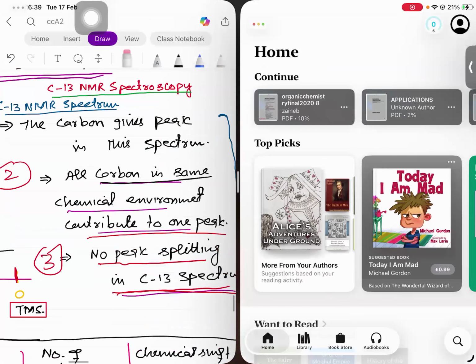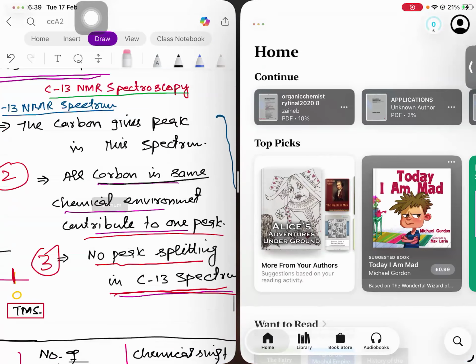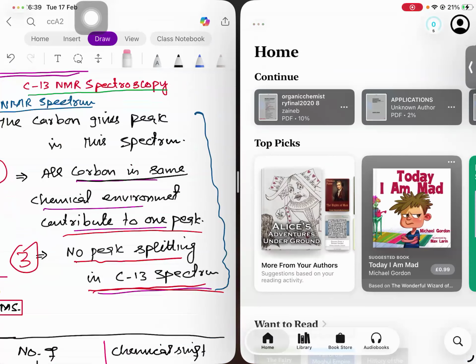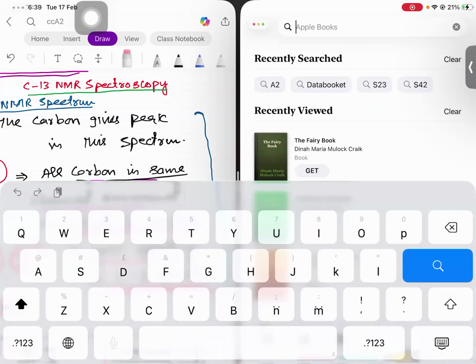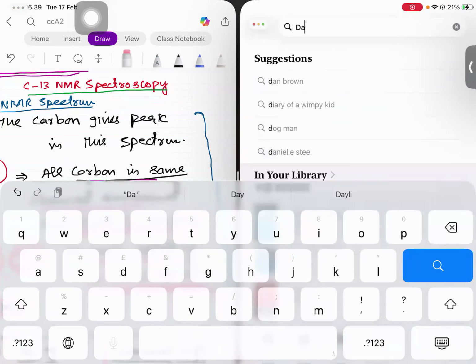The carbons give peaks in this spectrum. All the carbons in the same chemical environment contribute to one peak. No splitting of peaks in carbon-13 NMR spectrum. There will be no breakdown in the peaks.